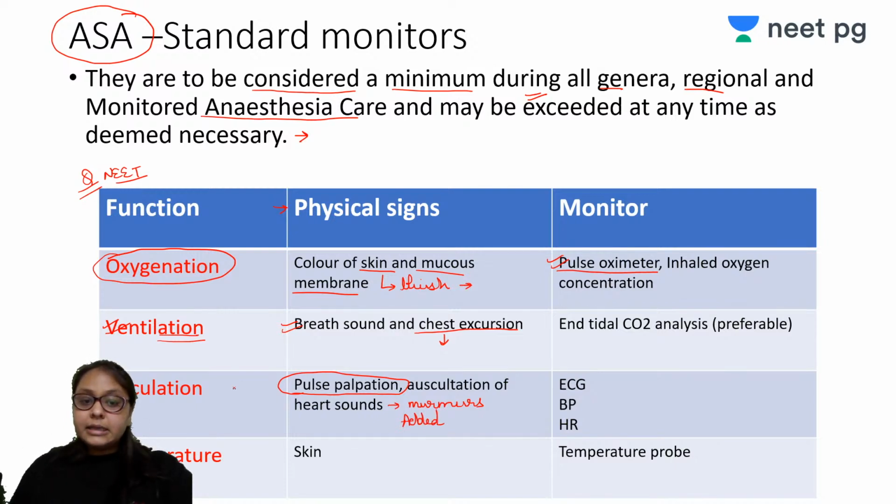Okay, so in this circulation, we can know this. Monitor, important is the ECG to know the rate, rhythm, and also any abnormalities. BP, that is non-invasive BP, and the heart rate. Okay, and most important, temperature monitoring.